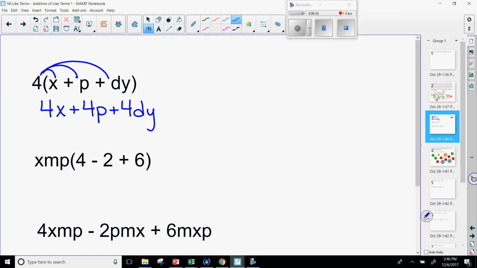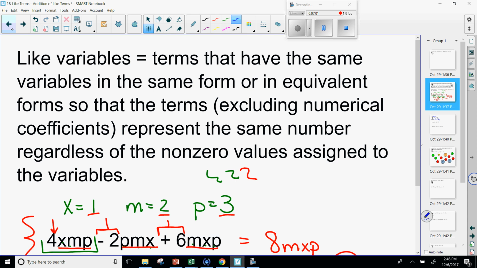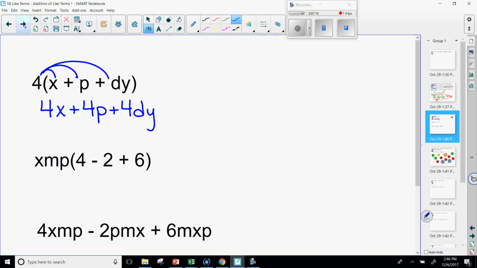When we talk about like terms, we want to exclude the numerical coefficient, and the only thing that we want to look at is the variables. That's the key thing that we're looking at. So if we come back to this, are they like terms? No, because the variables are not the same.